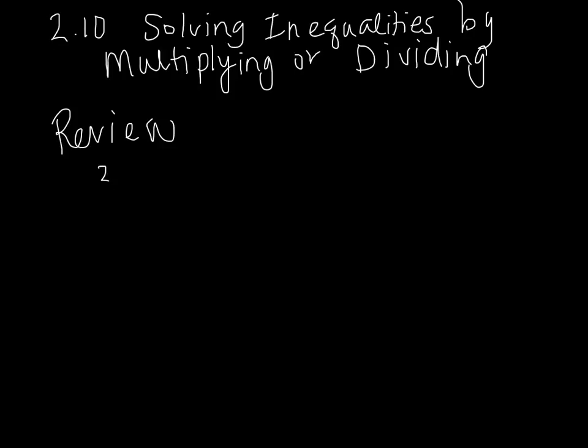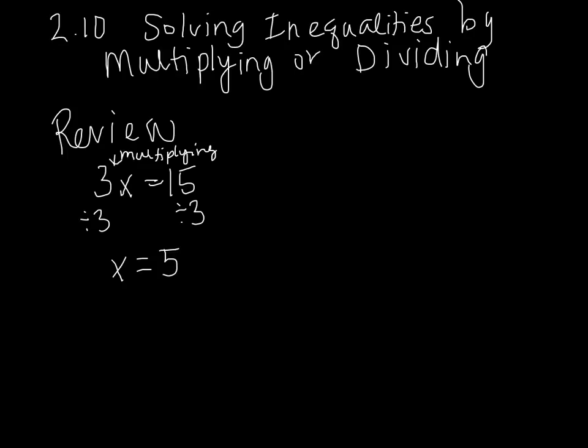So if I have the problem 3x equals 15, right here I am multiplying. So to get rid of multiplying, I need to divide both sides by 3. So 3 divided by 3 is 1. On this side I get x equals 15 divided by 3, which gives me 5. So my answer would be x equals 5. Let's do another reviewing one.